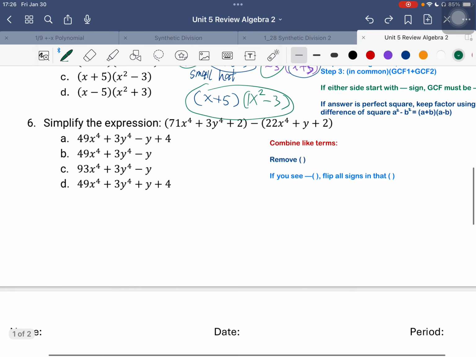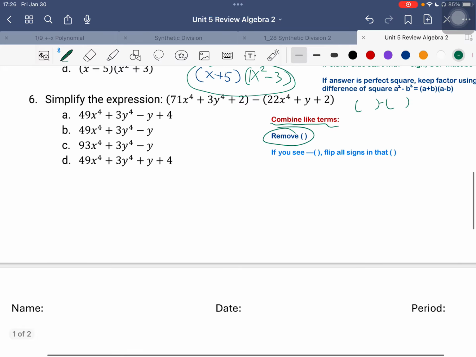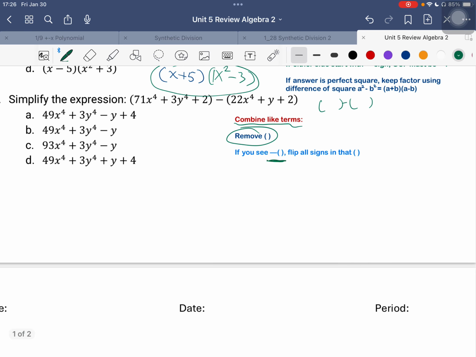Question 6. Okay, you are combining like terms. When you see a question that has a plus or a negative sign in the middle of two parentheses, you are using combining like terms. All you need to do is remove the parentheses. And if you see a negative before the parentheses, you need to flip all signs inside the parentheses after the negative sign.